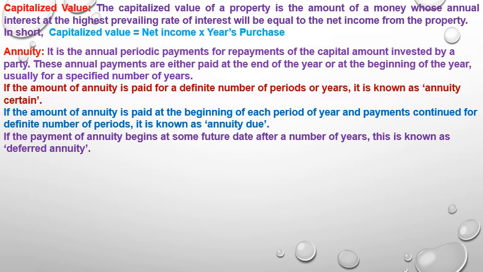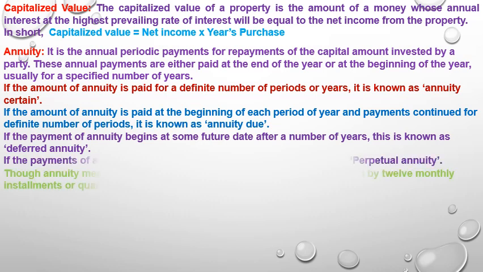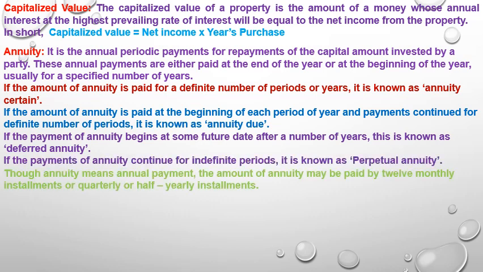If the payment of annuity begins at some future date after a number of years, this is known as deferred annuity. If the payments of annuity continue for indefinite periods, it is known as perpetual annuity. Annuity means the annual payment, but it may also be paid in 12 monthly installments, or quarterly or half yearly installments.